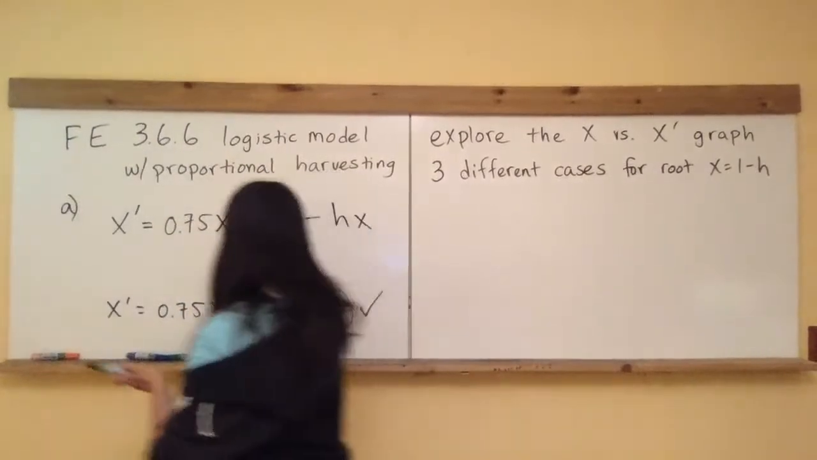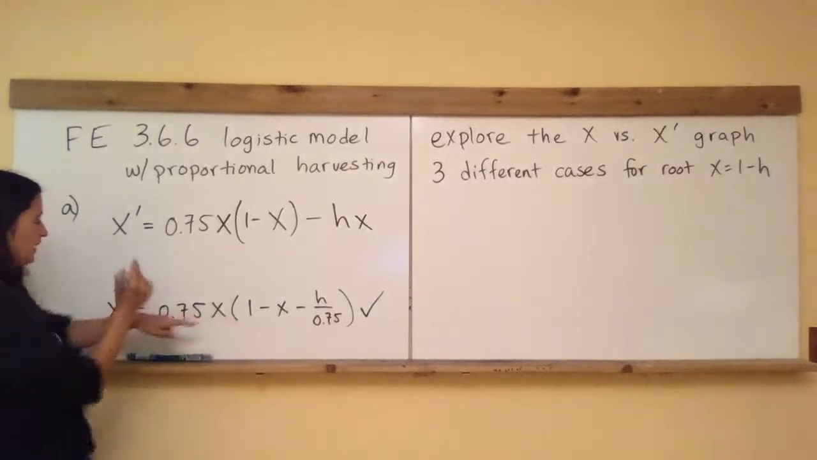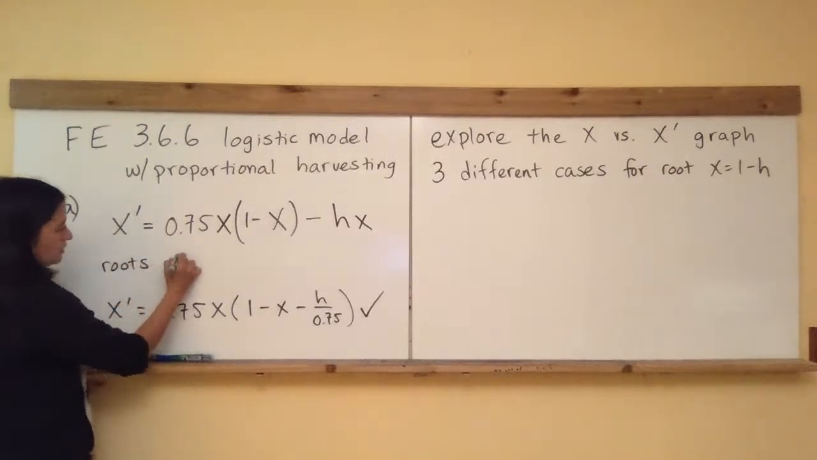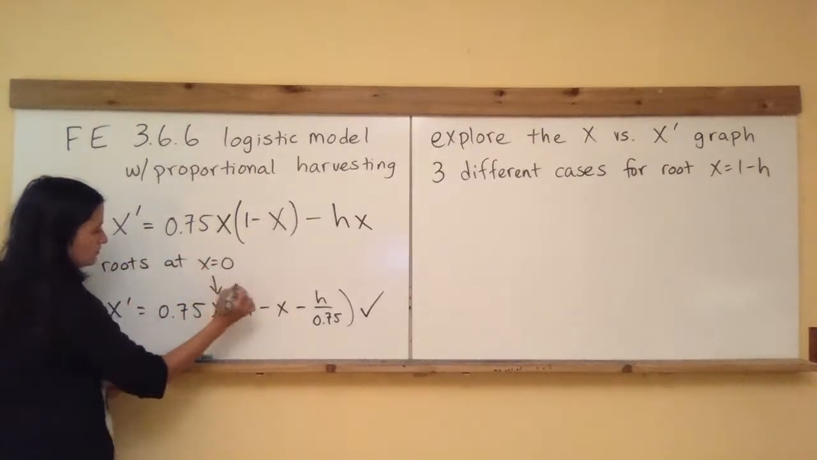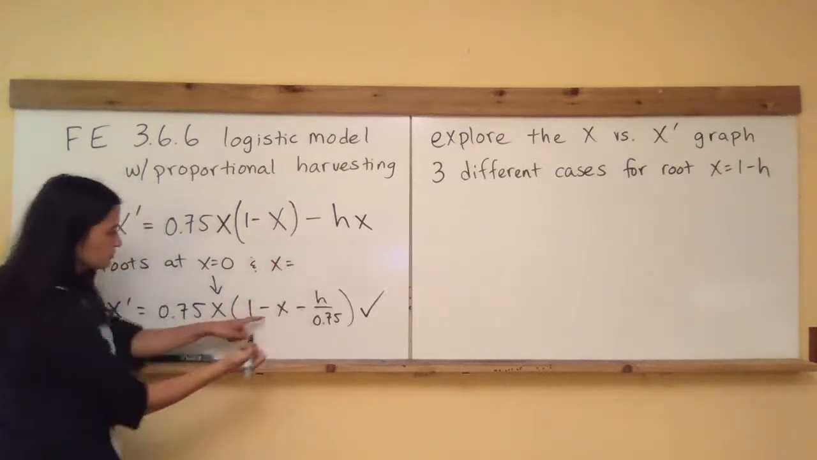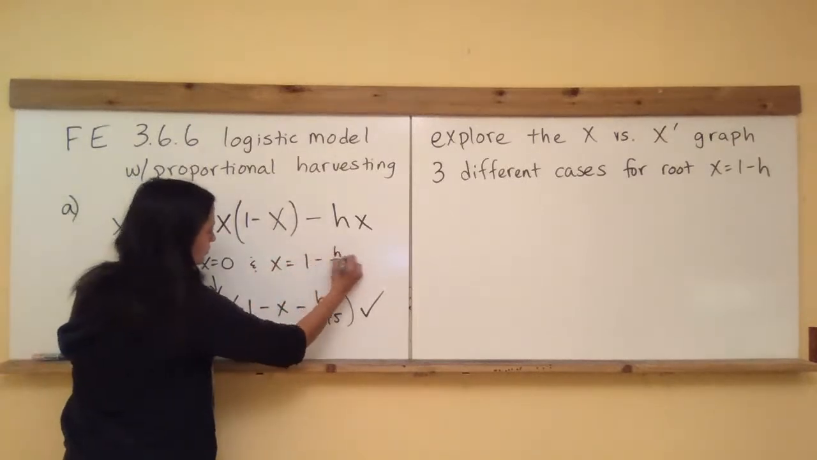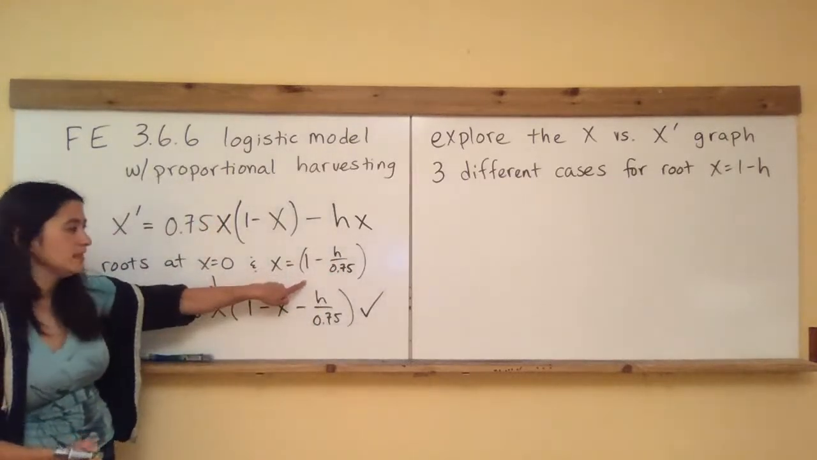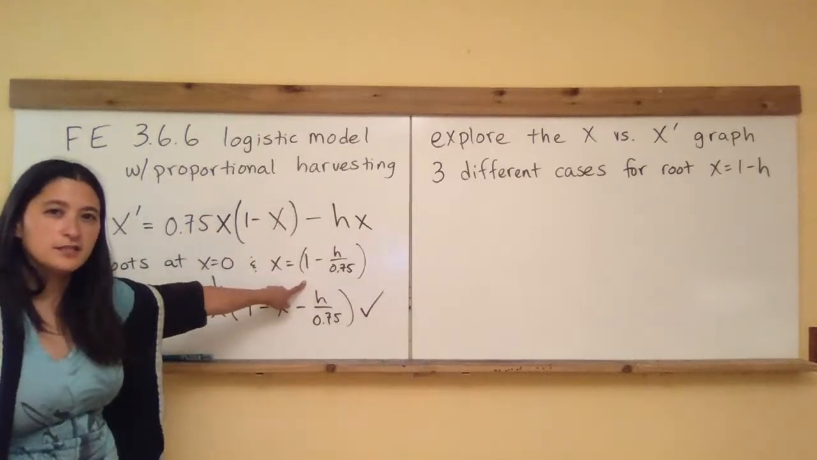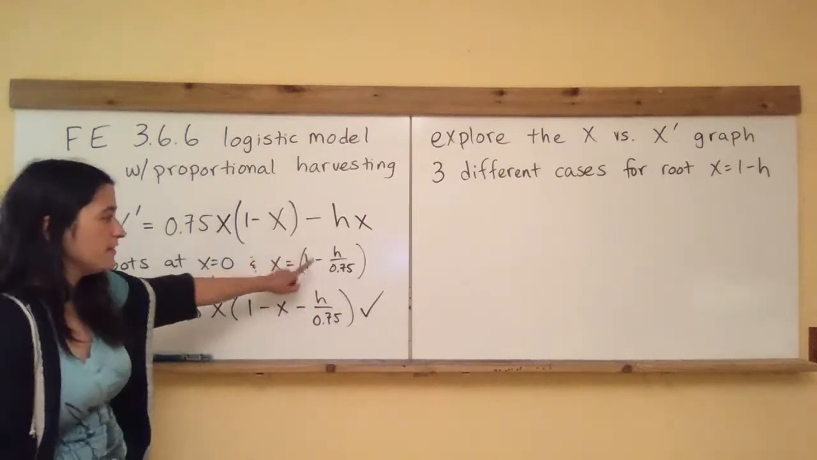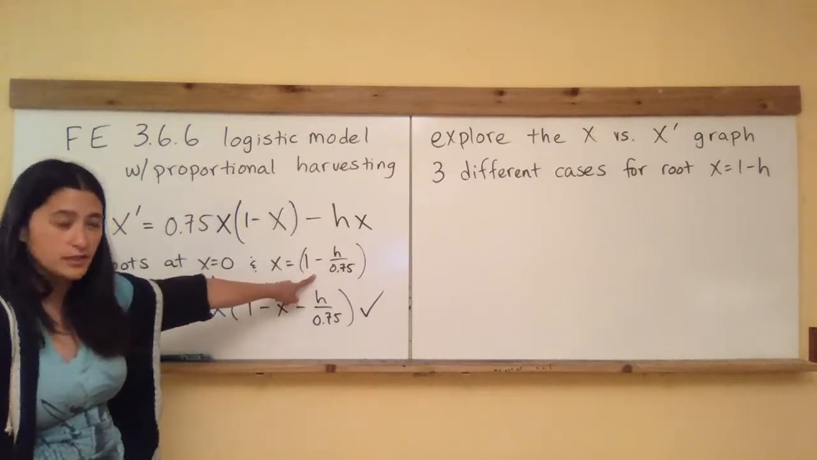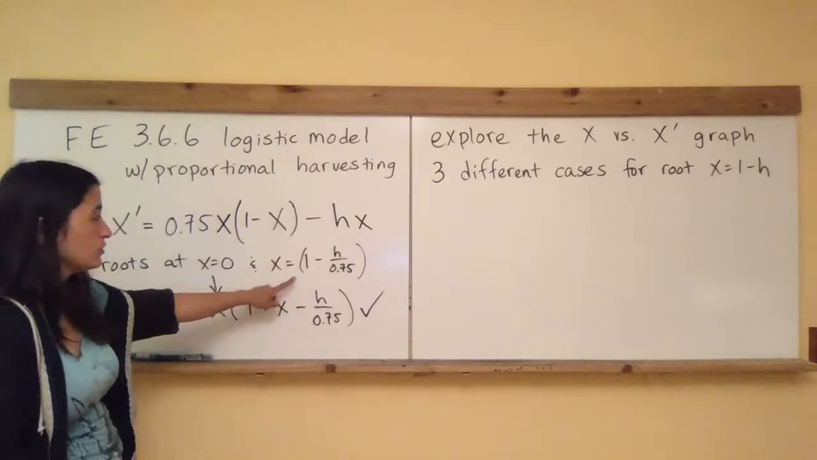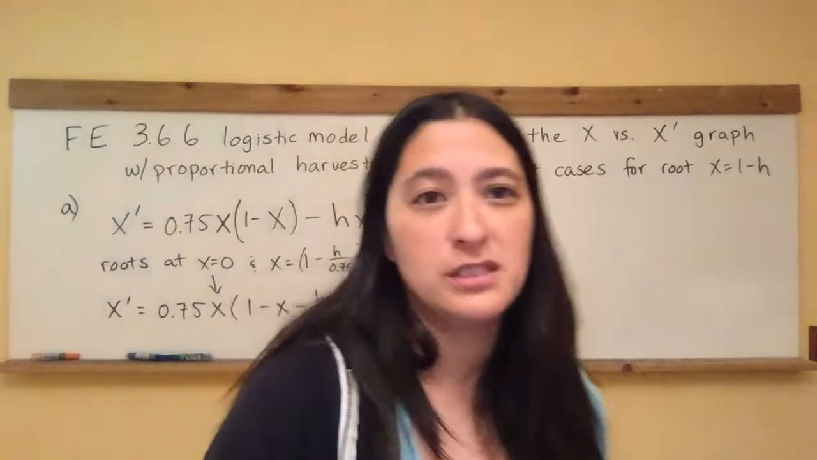Okay, and so here's where I still wanted to factor it because I want to see the roots, right? And so now I know that the roots are at x equals 0. And the other root is x is equal to 1 minus h over 0.75. And now I can see where the bifurcation occurs, because the bifurcation is going to happen when this root is a total copy of this root, right? When are these two things going to be the exact same root? And that happens here when h is equal to 0.75.